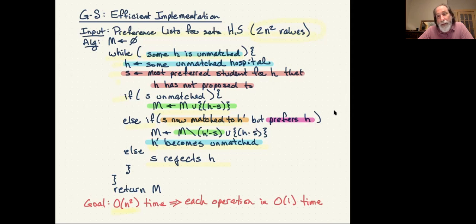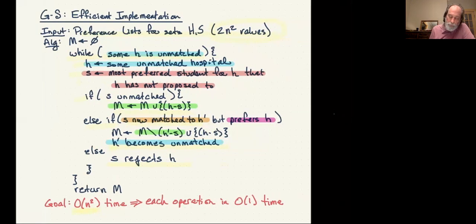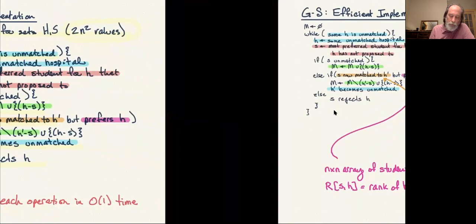But we want to do at least as well as big O of n squared time, right? And for that, we need to do each of these operations in the loop in big O of 1 time. And that's why we need to give a little bit of thought to our data structures to do that.